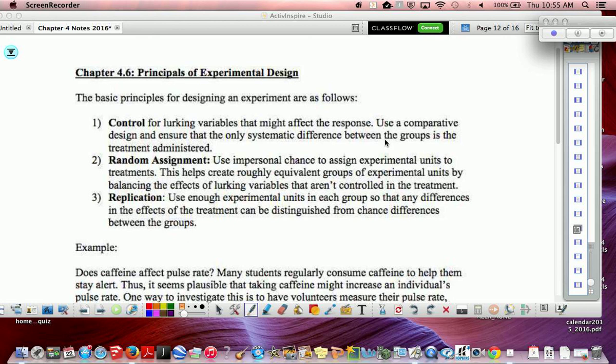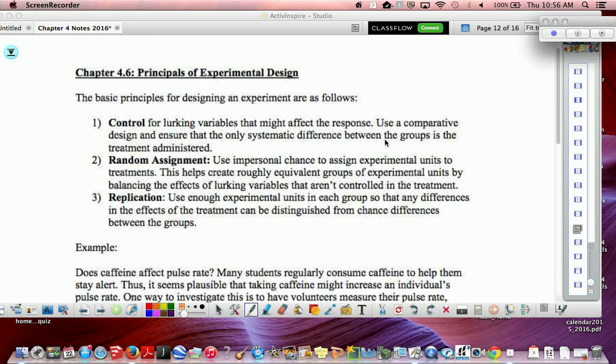4.6, we're continuing on talking about our experimental design, and the first part of the notes really talks about the key principles of what you need to look for and talk about in an experiment. So sometimes you'll be asked to talk about, is this a good experiment, is this not a good experiment, so forth, so forth.